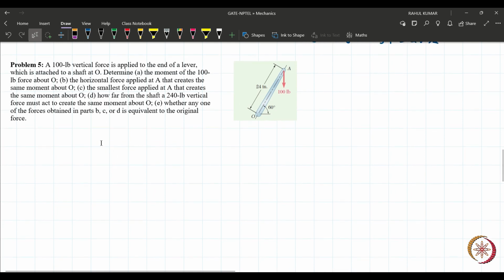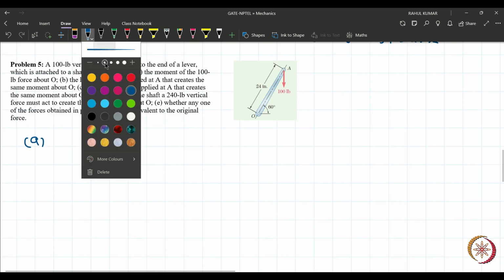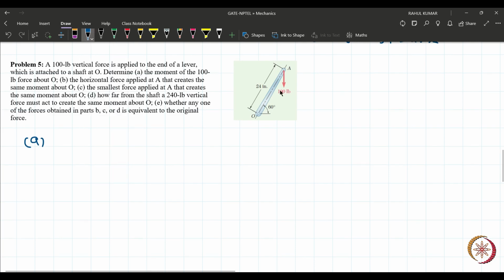The question is: a 100-pound vertical force is applied to the end of a lever, which is attached to a shaft at O. Determine the moment of the force. It is easy, this one is very easy. First, what will you do? You will draw a vertical, and you will determine this perpendicular distance.